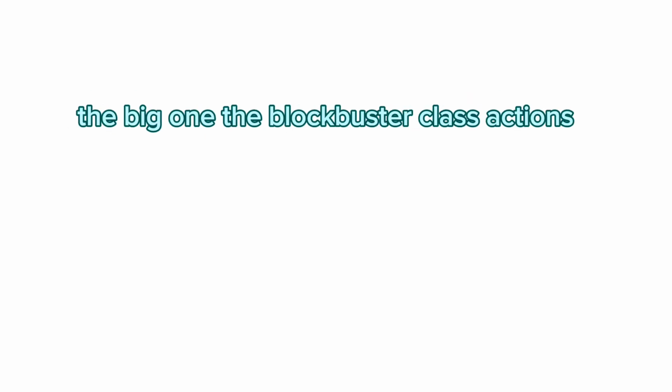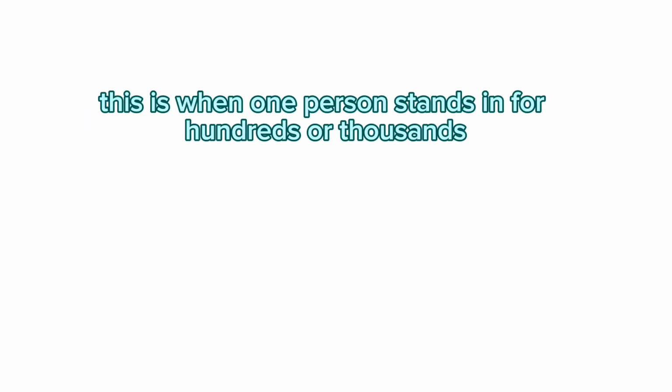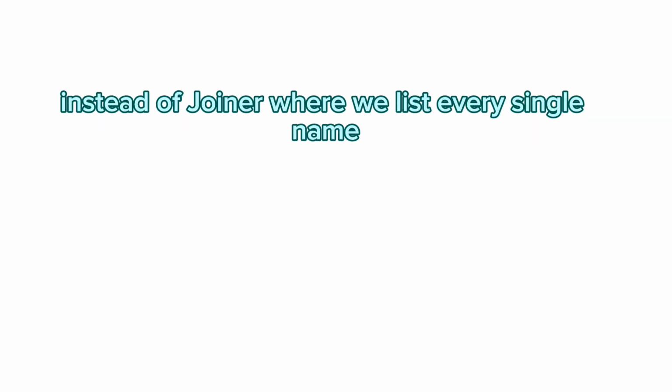All right, we have arrived at the final segment, the big one, the blockbuster. Class actions, which is Rule 23. This is when one person stands in for hundreds or thousands or even millions. These are the blockbuster cases. Instead of Joinder, where we list every single name, we have a representative who sues on behalf of a class.